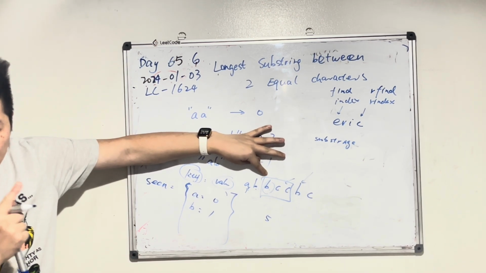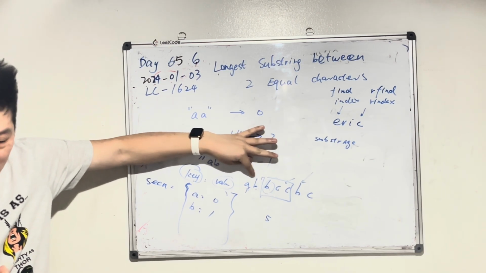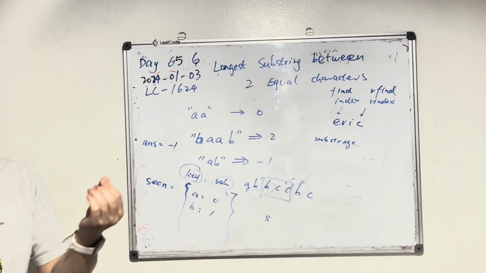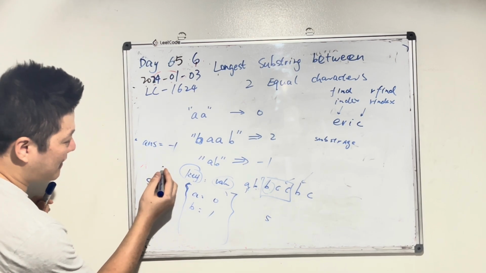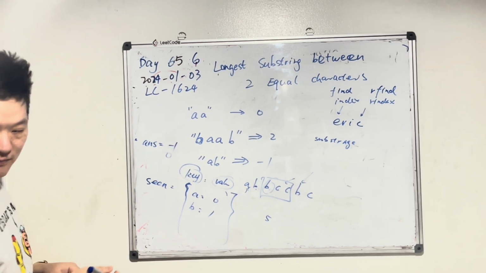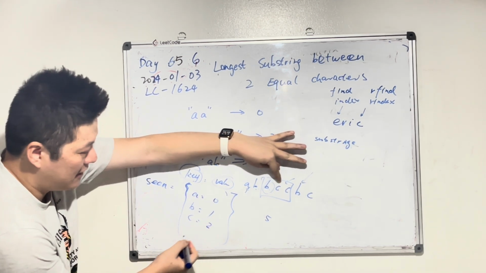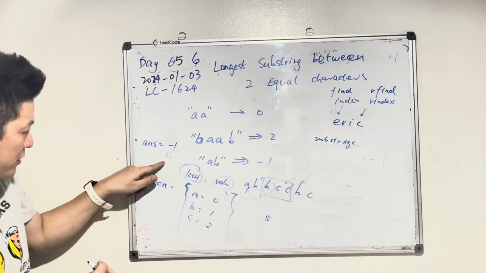This B and the previous B form a substring, right? So this B minus this B. So 2 minus 1, minus 1. We need to minus 1 because we want to count the number of characters between these 2 equal characters. So the answer is, we get the maximum, right? The answer is 0, right? C, the first time it appears, this is 2. C, the second time, this forms a 0 substring, so it doesn't change the result.